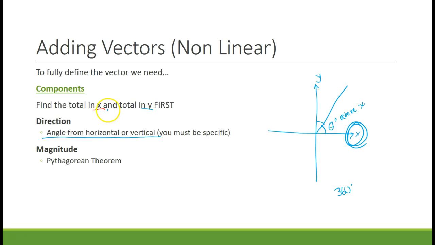Now, once you've added together the x piece and the y piece, so you'll basically add together all the pieces that are going along the x and all the pieces that are going along the y, you'll use that to find the angle, which we'll talk about in a second. You'll then use the Pythagorean theorem to find the resultant magnitude, which is just the length.